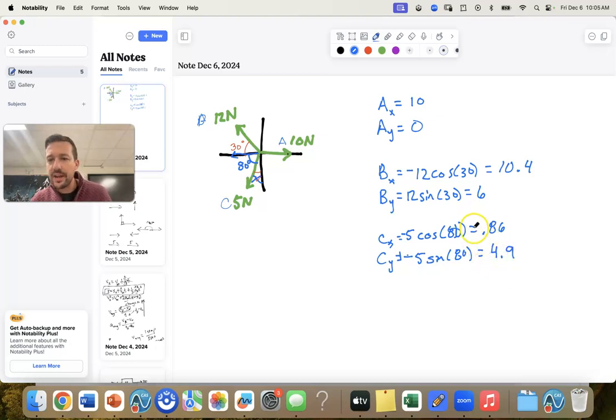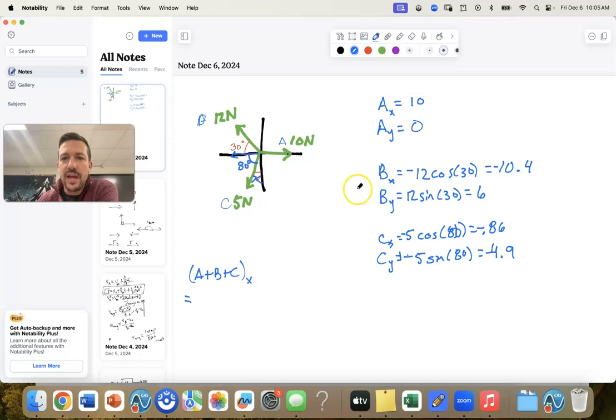Okay, so let's put our negatives where they belong. This is a negative, this is a negative, that's a positive, that's a negative, right? And that's a positive, and that's a 0. Okay, so if you want to figure out A plus B plus C for the x's, we're just going to put them together.